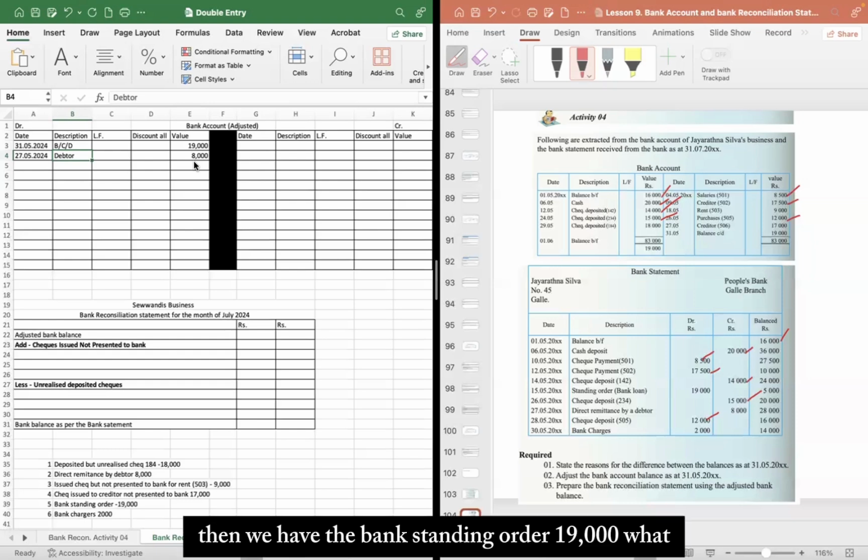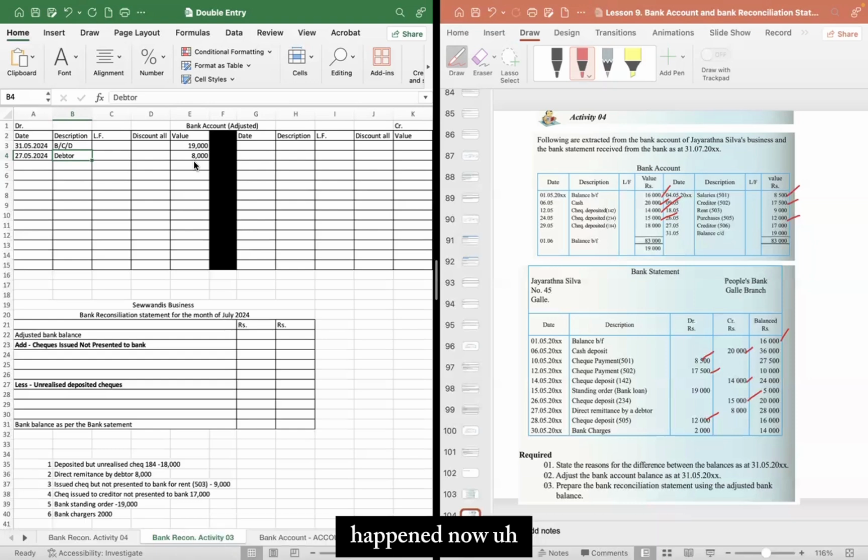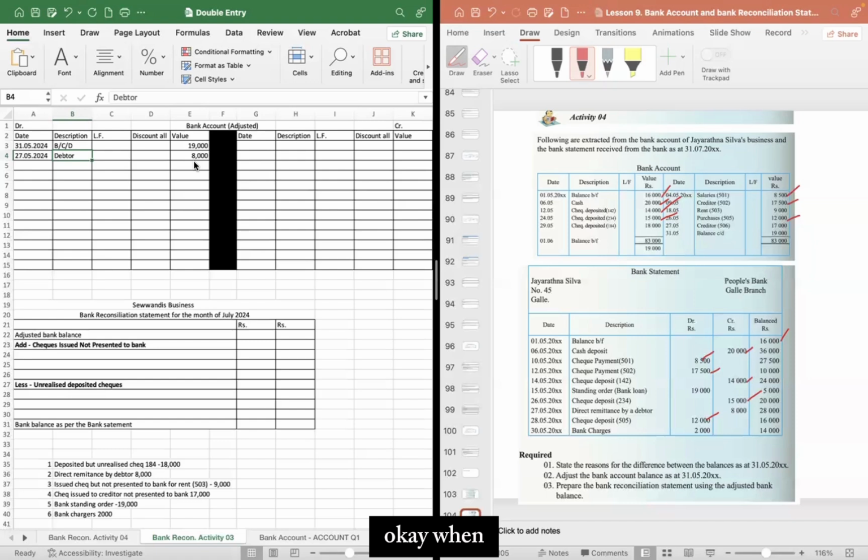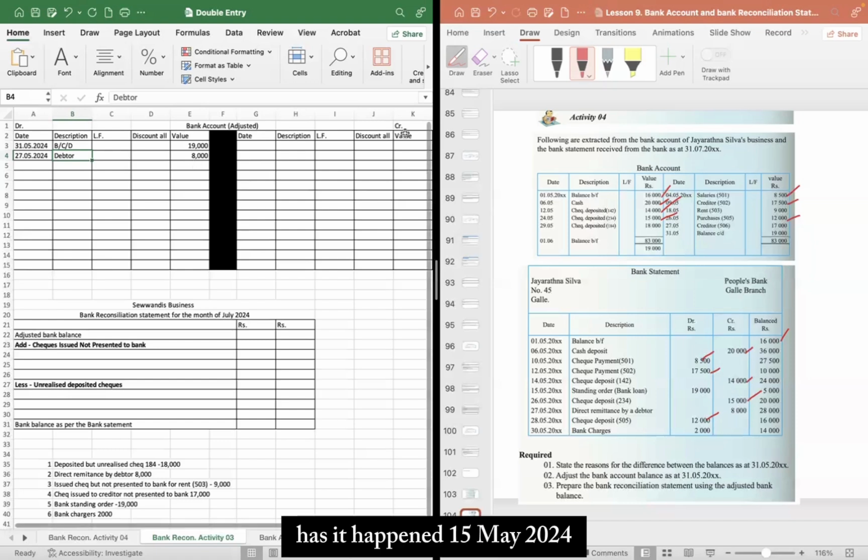Then we have the bank standing order 19,000. What happened? Now they have paid a loan 19,000 on a bank standing order. Okay. එතකොට මොකද වෙලා තියෙන්නේ මගේ bank balance එක අඩු වෙලා තියෙනවා, මේ bank statement එකේ balance එක මෙතන අඩු වෙලා තියෙනවා, therefore I am crediting it. Okay, when has it happened? 15 May 2024.